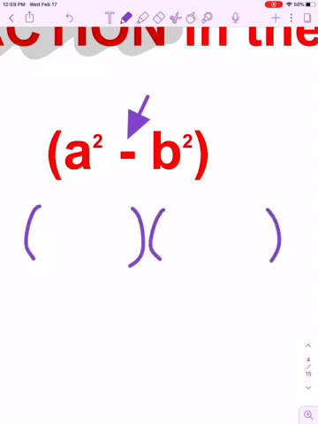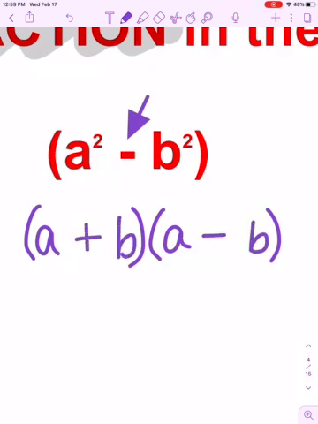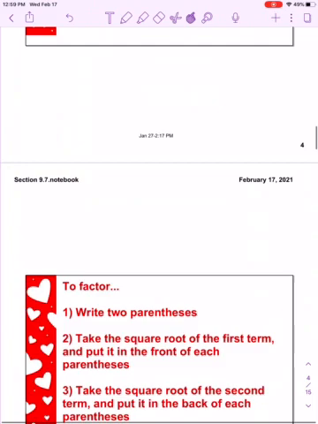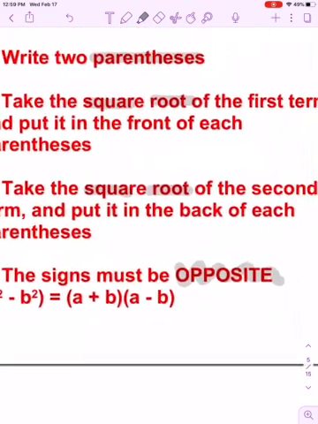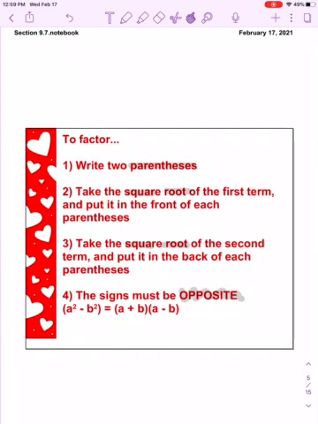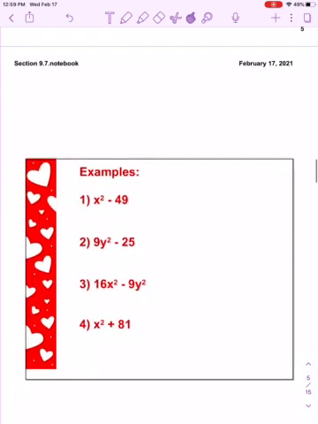So I put my two sets of parentheses, and all you have to do is take the square root of each term. The square root of a squared is a, that goes in the front. The square root of b squared is b, that goes in the back. And your signs have to be opposite because the only way to have those middle terms cancel is for them to have different signs. They have to be conjugates. And that would be it. So you recognize it, you write your two parentheses, you take the square root of the first term and put it in the front. You take the square root of the second term and put it in the back. And then your signs have to be opposite, and that's how they turn into a plus b and an a minus b.